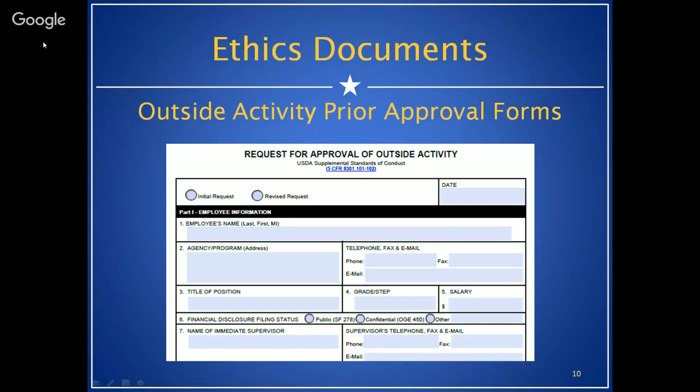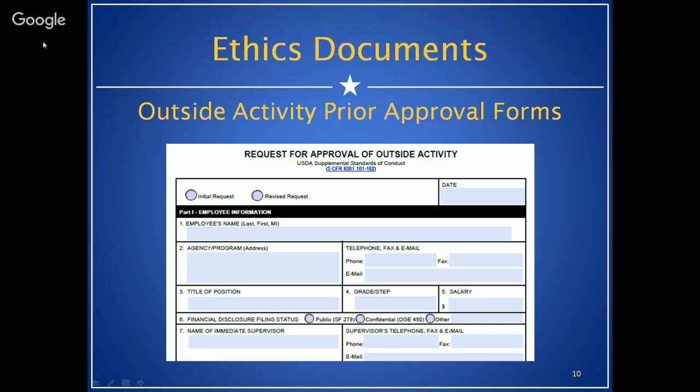stating the nature of the outside activity, the nature of their current job, so the ethics official at the agency can determine whether or not to provide approval before the person engages in the outside activity. Now, these forms are typically kept at decentralized locations. In other words, they're at the agency, they're not at OGE. They're usually retained for 6 years. And the information on the forms, of course, is the type of information that's relevant for the agency official to determine whether or not the outside activity would pose a potential conflict.